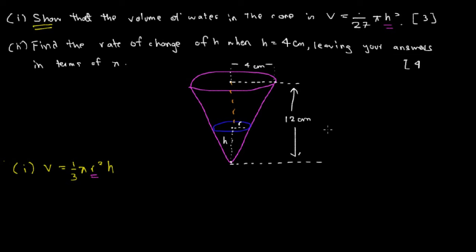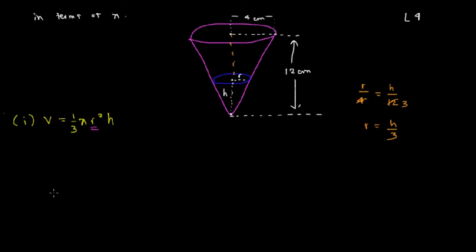Hey, do you see it looks like a triangle? Yes, we can use the property of similar triangles to help us find the substitution. So r over 4 is h over 12. Then with simple cancellation and manipulation, we get r is equal to h over 3. Then we just plug this value into the volume we have found.